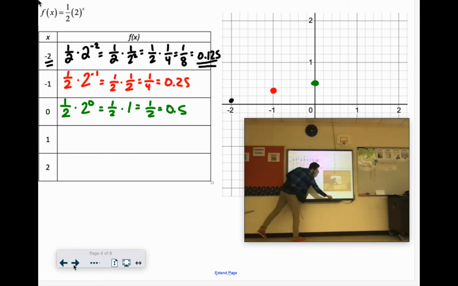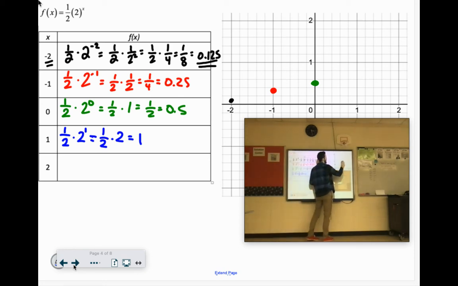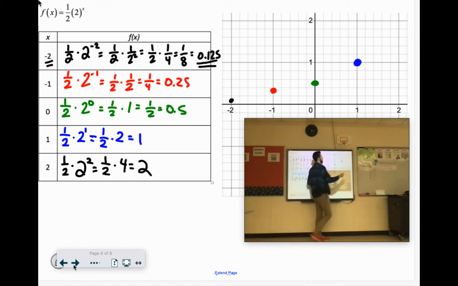Now we're going to put in 1 for the exponent. 1/2 times 2 to the first is just 2, and 1/2 of 2 is just 1. So our coordinate will be 1, 1, and one more. 1/2 times 2 to the second power. 2 squared is 4, and half of 4 is 2. So we go to the point 2, 2.